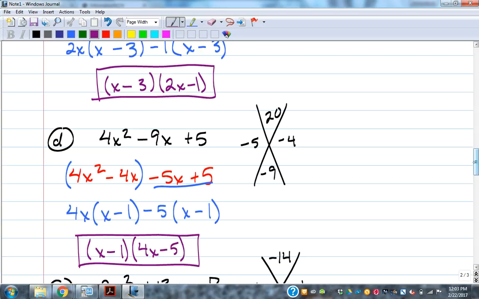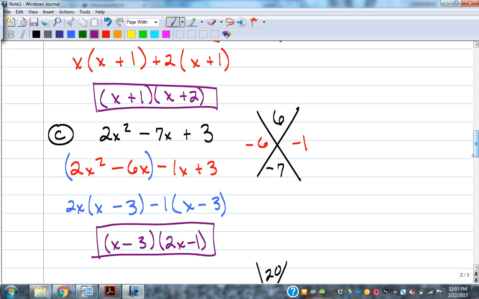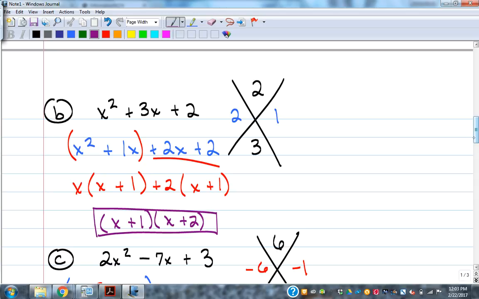Up here on C, it didn't do that. I had -6 and -1, and they don't match. Example B, 2 and 1, 2 and 1. What's the difference in B and C in the original problem? What do you mean? You're around the right idea. Does anybody notice anything similar, Caleb?